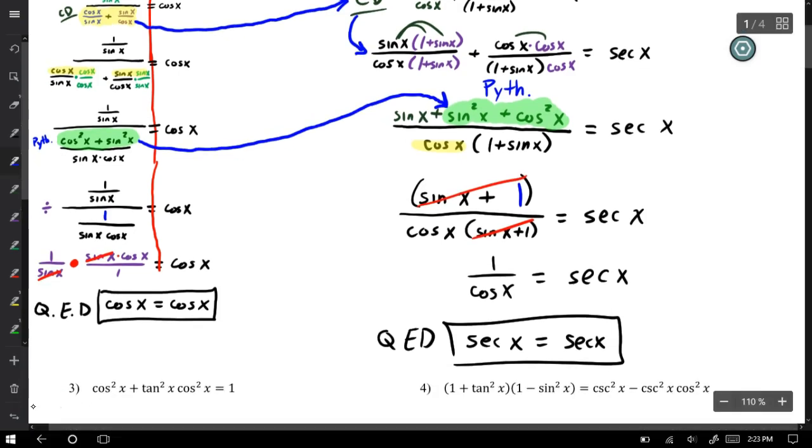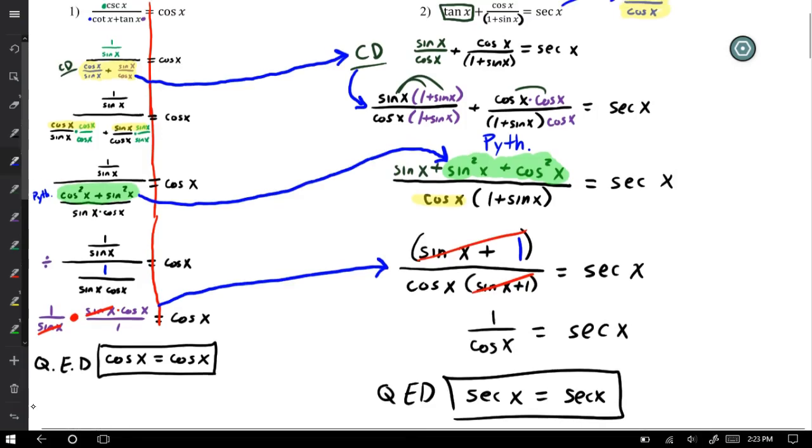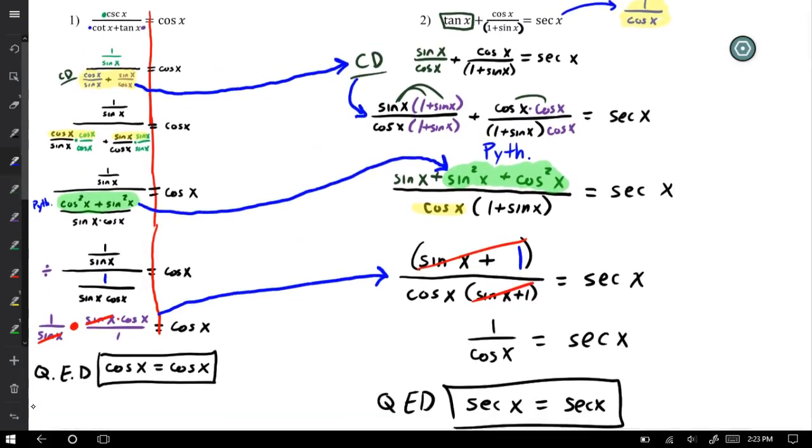The problem was all multiplication. So I could cross out common factors. As themes are there for us to kind of keep an eye out for. Certain structures tell our eyes certain things when we're verifying our trig identities.